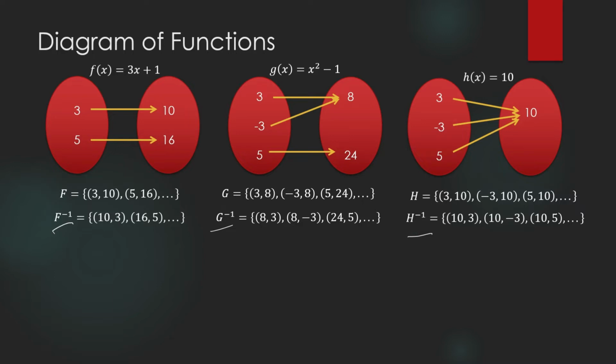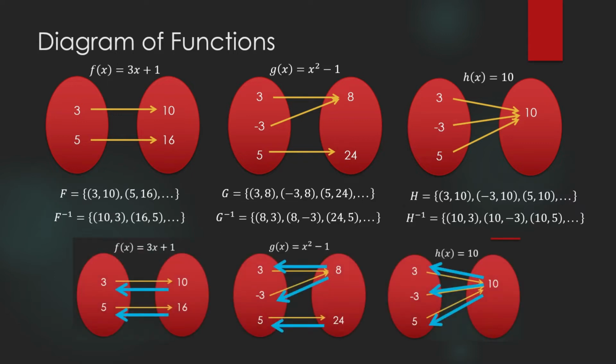This is the question. f, g, and h are functions. But what about f inverse, g inverse, and h inverse? Well, let us see. So here, this is how the pairing is done. f of x is equal to 3x plus 1. Under f inverse, okay, 10 is paired to 3, 16 is paired to 5.